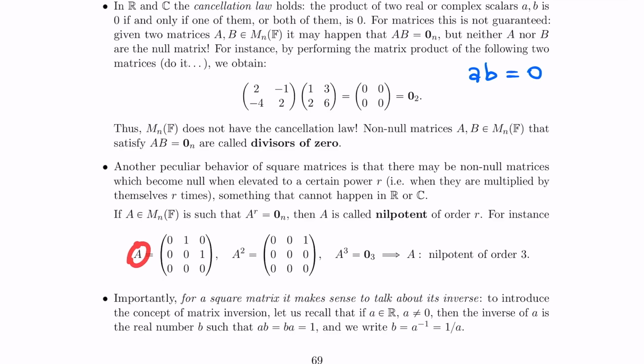In fact, the matrix A is non-null. Then you have A square, which is A times A, which is this matrix here. And then you have A cube, which is A times A times A, which is the null matrix.